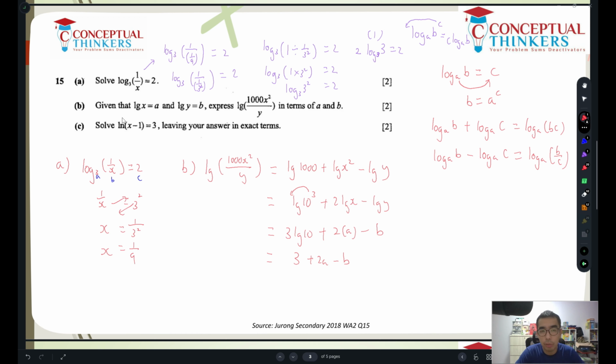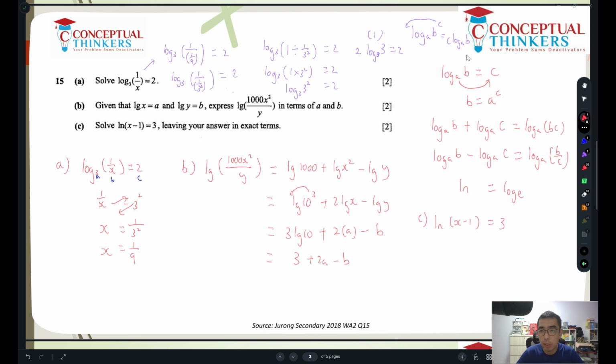Okay, so now next, let's try to solve for part C. Now this one we're going to use ln. So ln means that we are using log base e. So in definition, the ln function is actually our log base e. Okay, and we cannot use a calculator because in this case they want the answer in exact terms. So for part C, we use ln x minus 1 equal to 3.